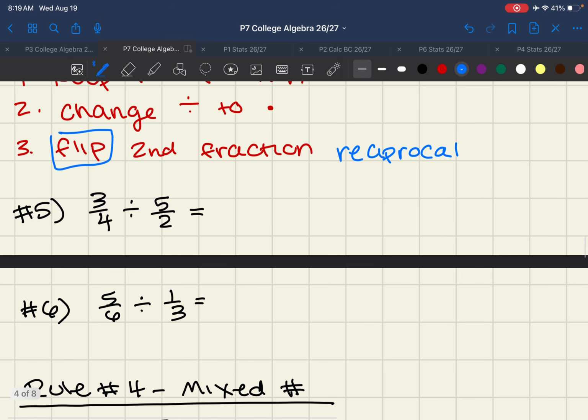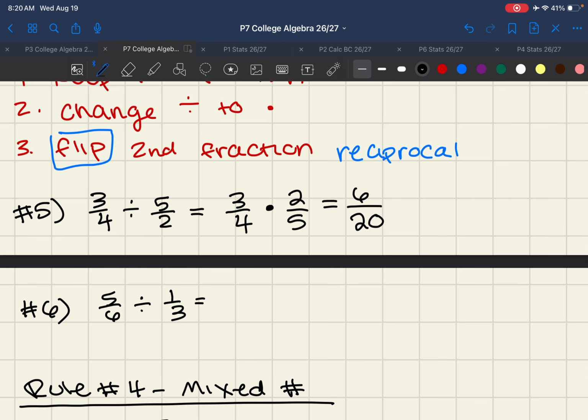So let's look at an example. We have 3 over 4 divided by 5 over 2. I'm going to keep the first fraction, 3 over 4. I'm going to change the symbol to multiplication, and I'm going to take the reciprocal of 5 over 2, which is 2 over 5. Once I go through that process, then I'm going to multiply the numerators, multiply the denominators, just like normal. So I have 3 times 2, which is 6, 4 times 5, which is 20.